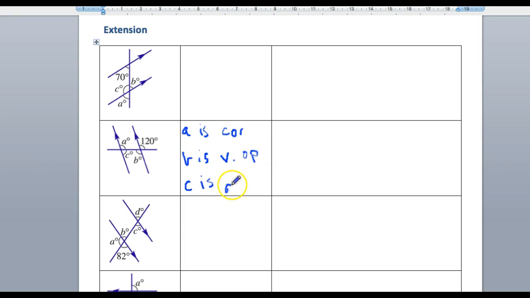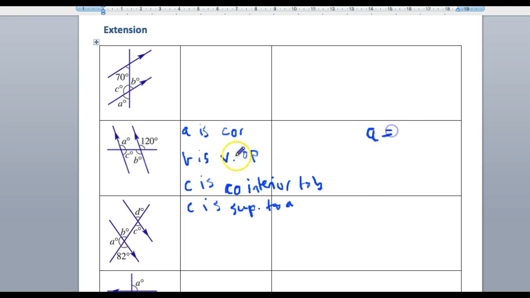So I'm just going to say C is co-interior to B. And you'd get the same answer if you said C is supplementary to A. Okay, so let's work them all out.